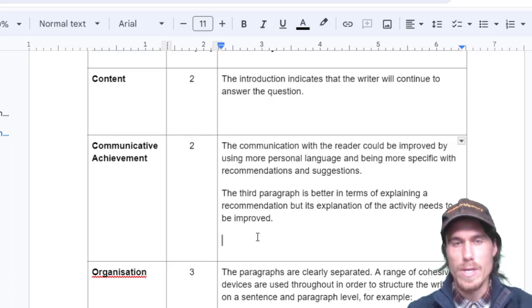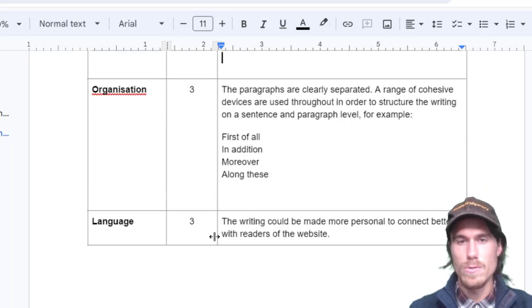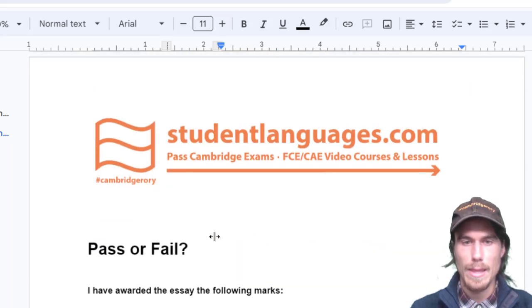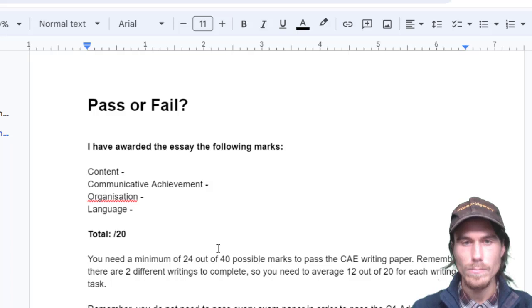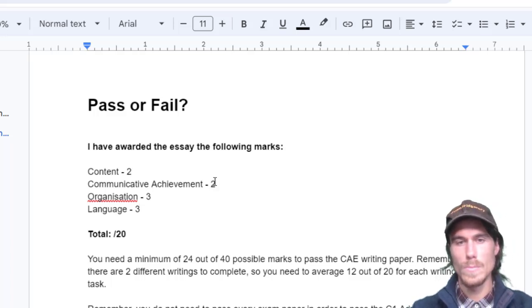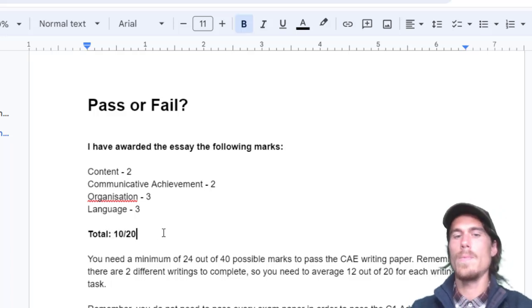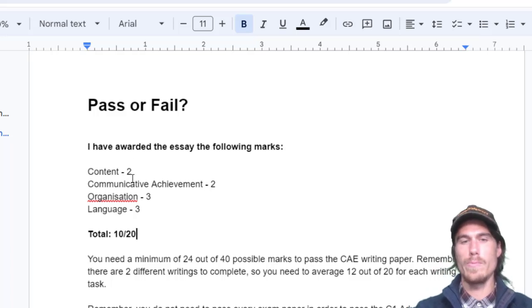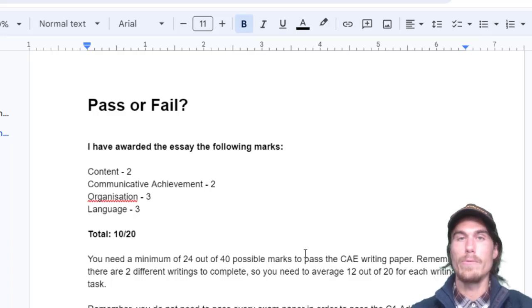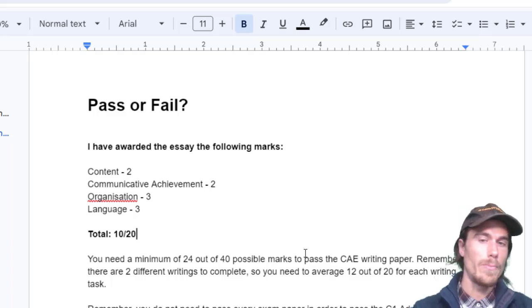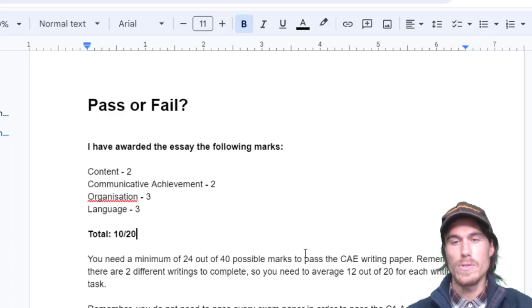I will add a couple more here after I finish recording. Let's just have a look then. 2233 down here. Just 4, 7, 10. So yeah, a couple marks more. We could pull those both up to a 3 for content and communicative achievement. That would be better, and that would be getting you a pass, provided that your part 1 answer is also at least 12 out of 20.